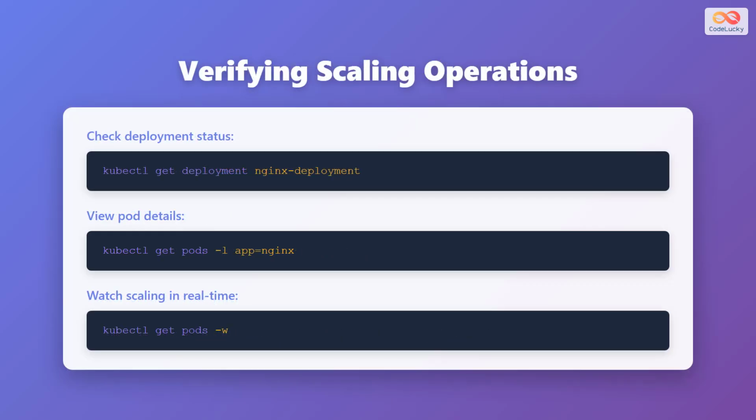After scaling, it's important to verify that the changes took effect. Use kubectl get deployment followed by the deployment name to check the deployment status. To view individual pod details, run kubectl get pods with the -l flag and a label selector. If you want to watch the scaling happen in real time, use kubectl get pods with the -w flag to see pods being created or terminated as they happen.